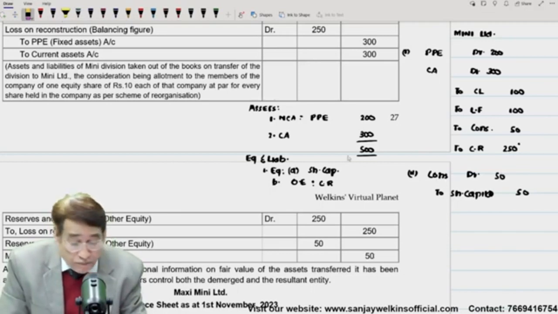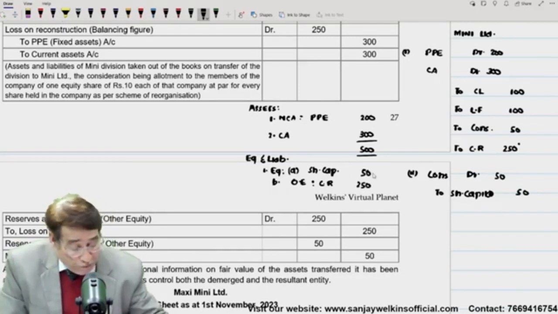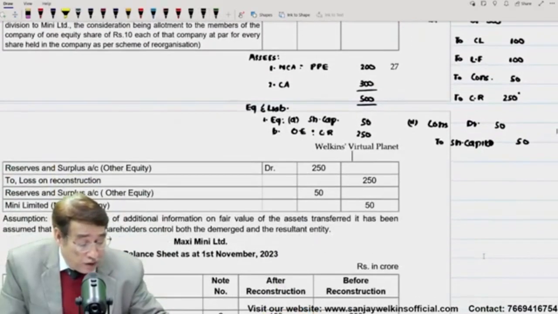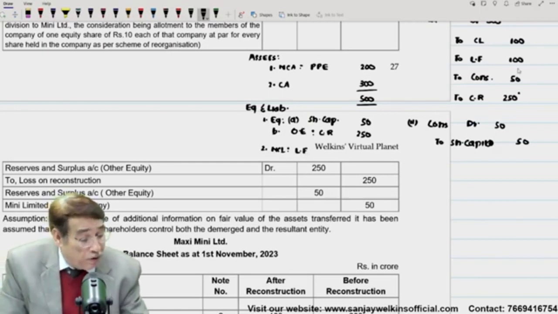I will write here 50, and then capital reserve is 250. Capital reserve I will write 250. Besides that, we have taken over loan funds. So two, non-current liability in the form of loan funds. Loan funds is equal to 100, so I will write here 100.